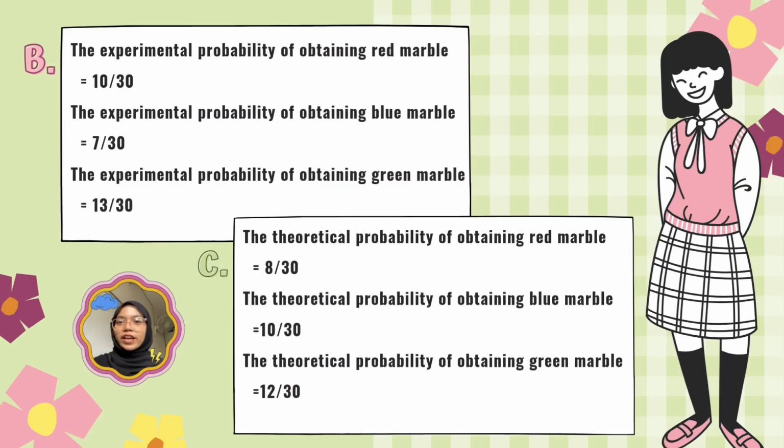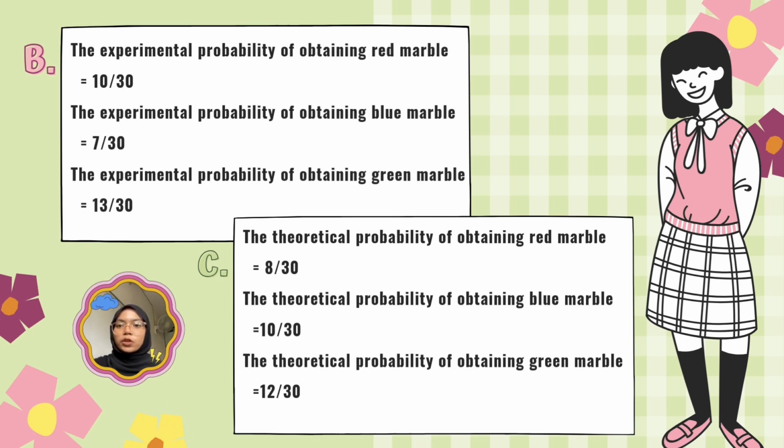Okay, so to find the experimental probability of obtaining red marble. So first, you need to know the frequency for red marble. So from the table 1, we know that the frequency for red marble is 10. So we divide 10 with the total marble, which is 30. So we got the experimental probability of obtaining red marble is 10 over 30. So for blue marble, we know that the frequency is 7. So 7 divide with 30. So we got 7 over 30. For green marble, the frequency for green marble is 13. So we divide 13 with 30.